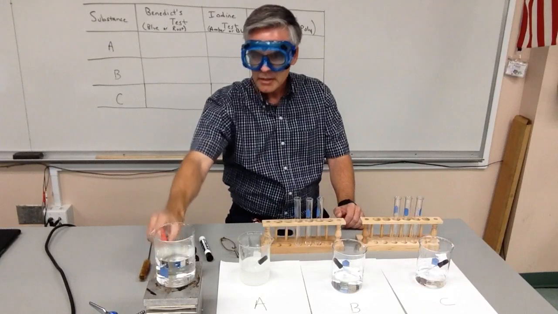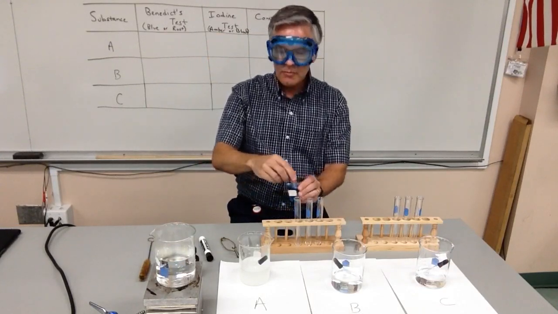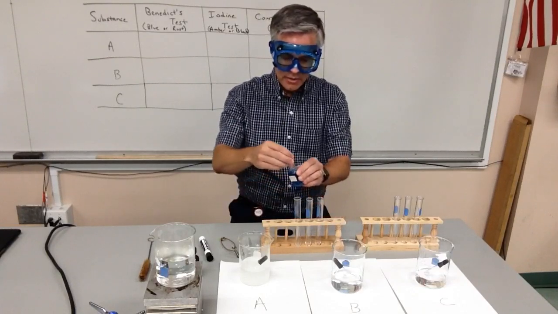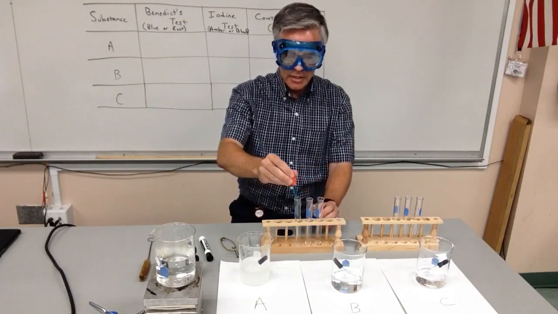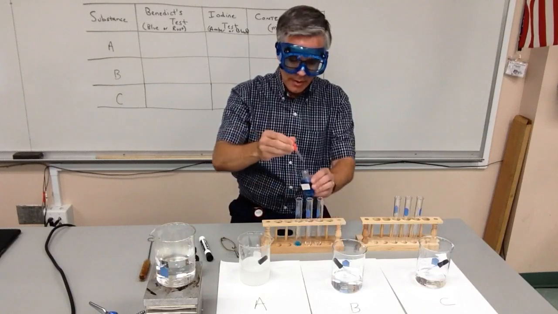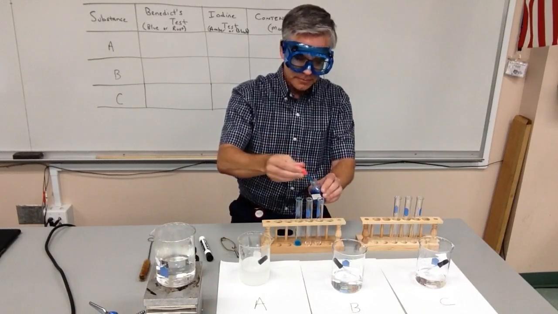And then I need to put my Benedict's solution in there. My Benedict's solution starts off this nice blue color, and if there's no monosaccharide in there, it will stay blue. If there is monosaccharide in there, it'll start to turn a greenish color, and if I leave it in the heat long enough, it'll turn to a rust color. It says for 2 mLs to go in there. An eyedropper is about 1 mL, so I'm going to do 2 full squirts in each test tube.